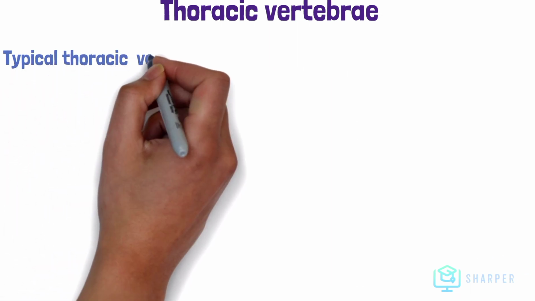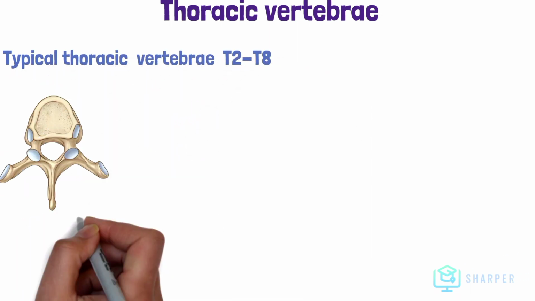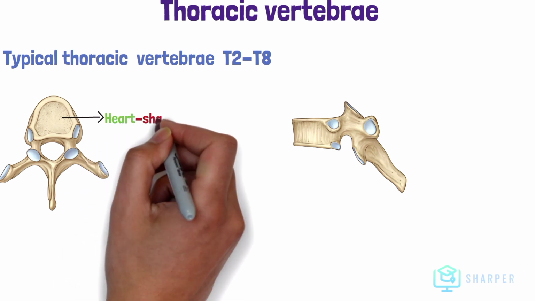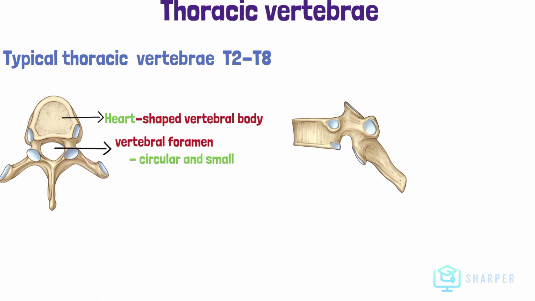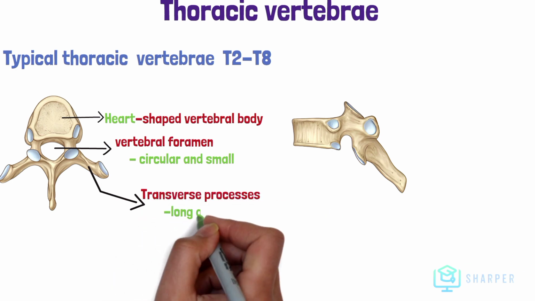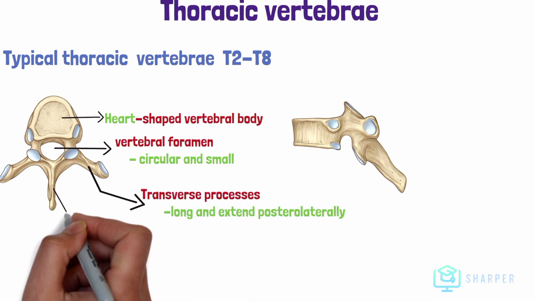Thoracic vertebrae. The 12 thoracic vertebrae are characteristic by their articulation with ribs. The typical thoracic vertebrae, which are T2 through 8. From a superior view, they have a heart-shaped vertebral body, a small, circular vertebral foramen, and a pair of transverse processes that are long and extend posterolaterally.